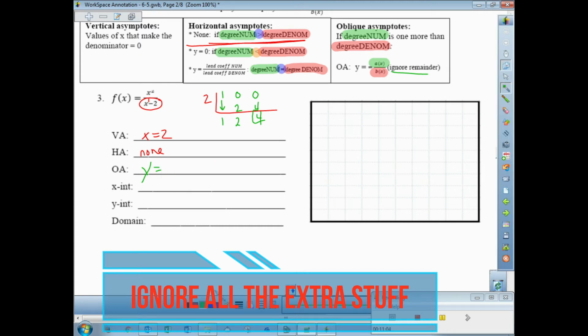Now, can you go back and tell me what this was? This was a second degree polynomial. Shouldn't it knock it down to a first degree polynomial? So who is this right here? 1x, right? And this is a positive 2. So there's your equation right there. It's 1x plus 2. That is the equation of the oblique asymptote.